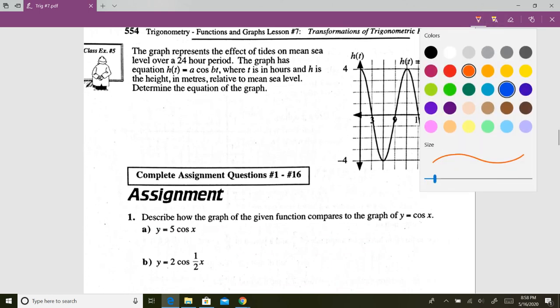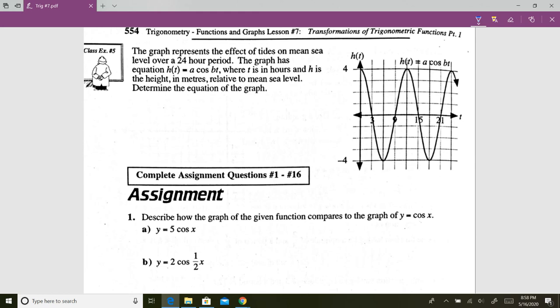All right. Final question. This graph represents the effects of tides on mean sea level over a 24-hour period. Mean is just average. The graph has the equation A cos bt, where t is in hours and h is the height in meters above blah, blah, blah. Okay. First thing, look at the x-axis. It is time. All right, it is not degrees. So since it's not degrees, this means it's in rads. So you have to do everything in rads. Okay. First, find the a value. A is max minus min, max is 4, min is negative 4, which is 8 over 2, which is 4.